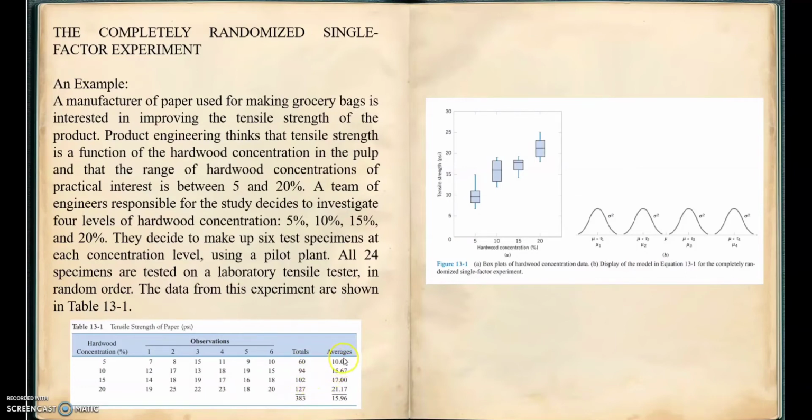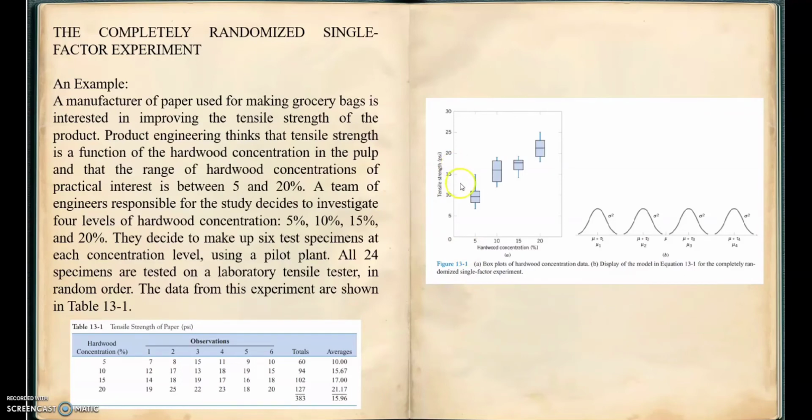And for the average, we get for 5% hardwood concentration 10. For 10%, 15.67, 15%, 17, and 20%, 21.17, and we have an overall average of 15.96. So next, let's proceed.